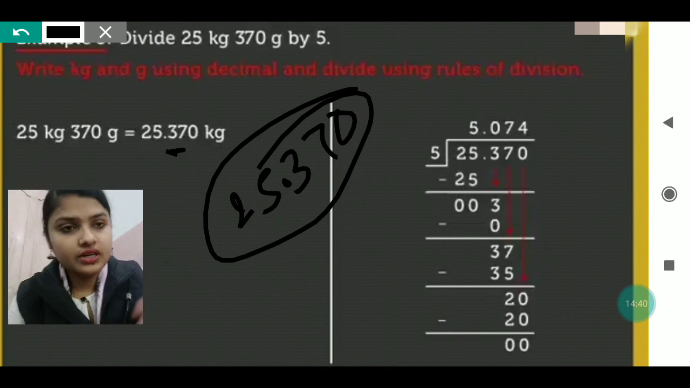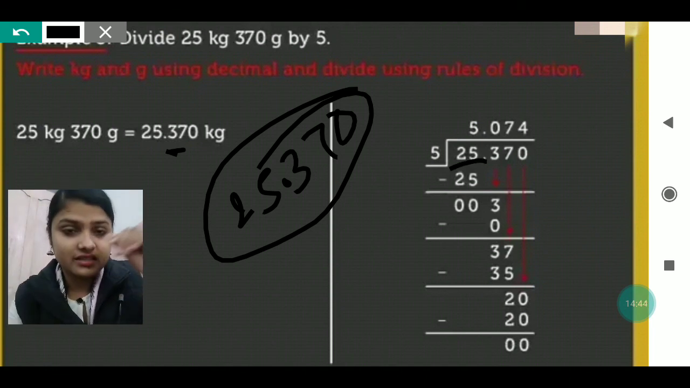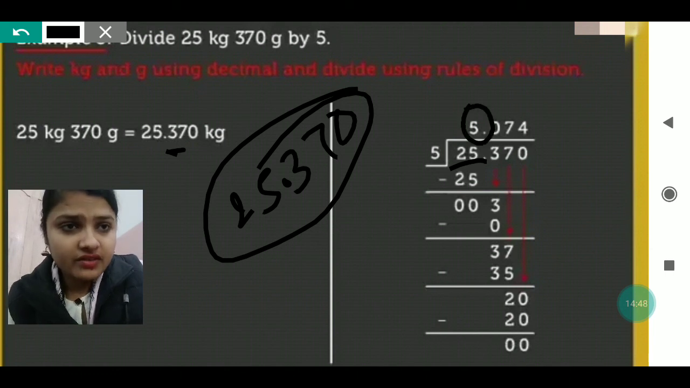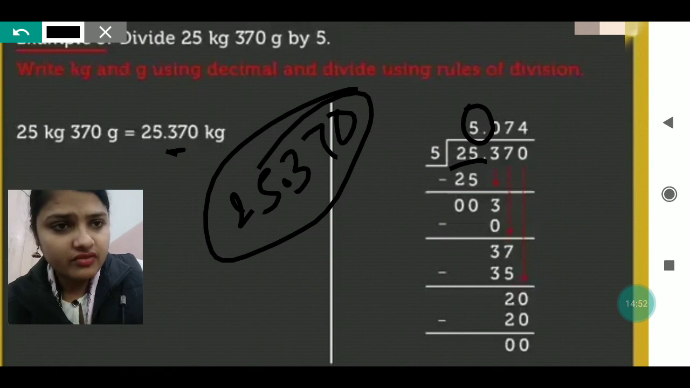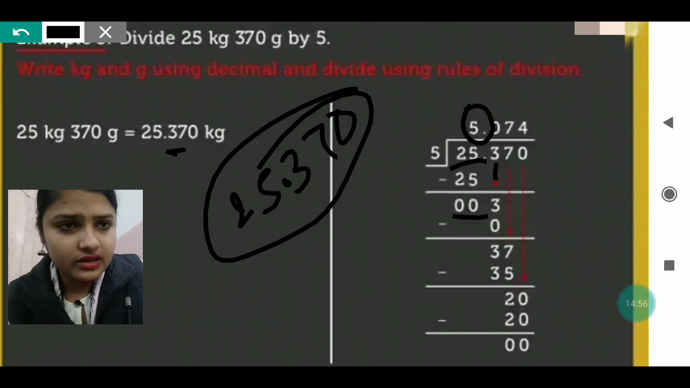No, it is not. So we will take 2 digits at a time, that is 25. Is 25 divisible by 5? Yes, it is divisible 5 times. When we read the table of 5, 5 times 5, we will get 25. So 25 minus 25 will be 0, which is written here. Another digit we will take down, that is 3.